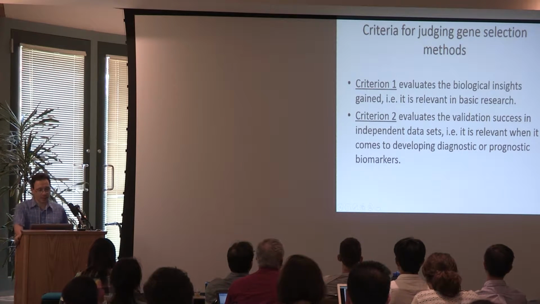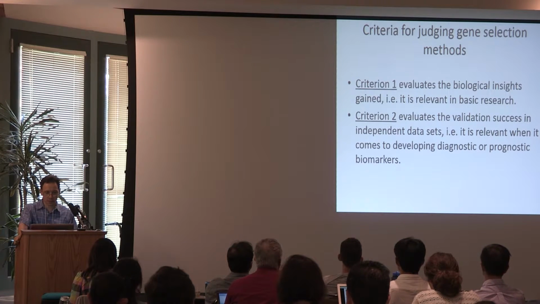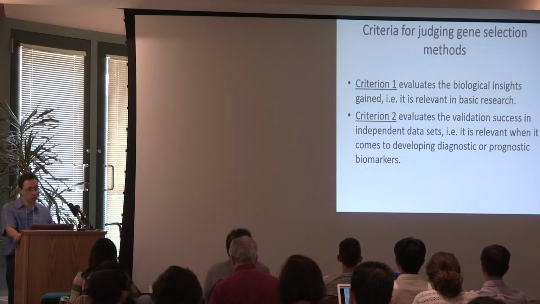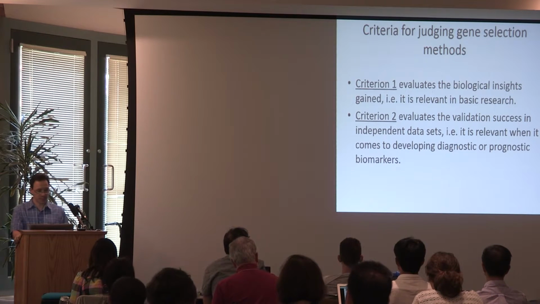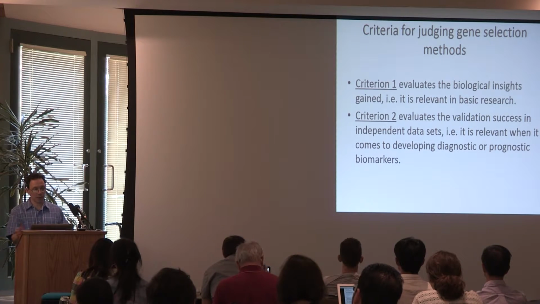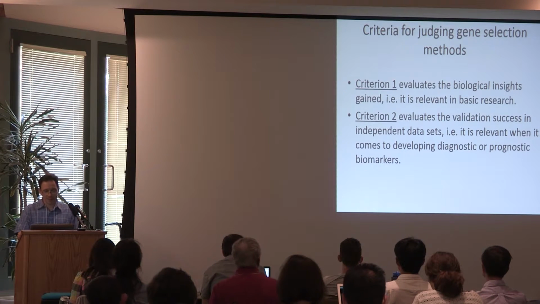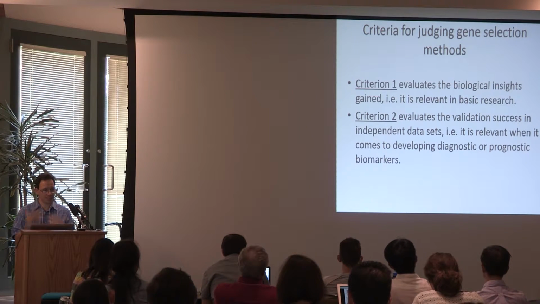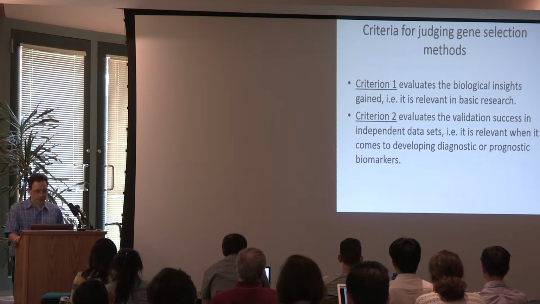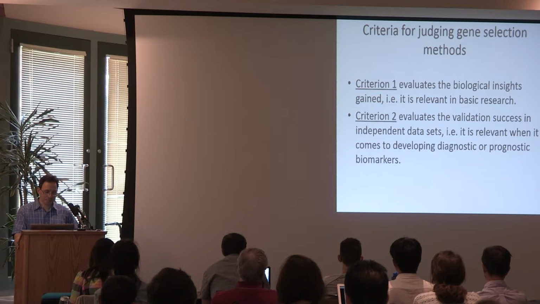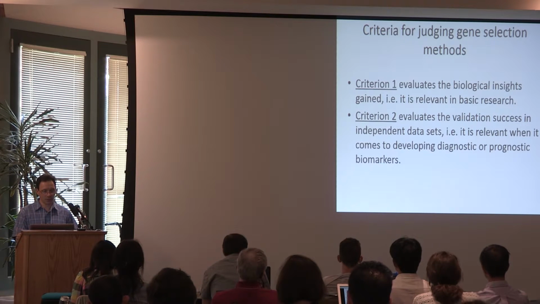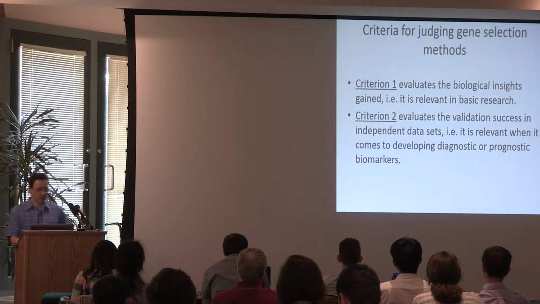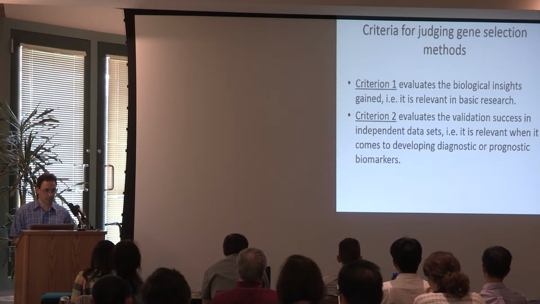We judged different gene selection methods according to 2 criteria. The first criterion measures the biological insights gained. Does the resulting gene list really explain the underlying disease process, the biology? That's a basic research criterion. Criterion 2 is about biomarker development. Criterion 2 evaluates validation success in independent data sets. And that's relevant when you want to develop diagnostic or prognostic biomarkers.